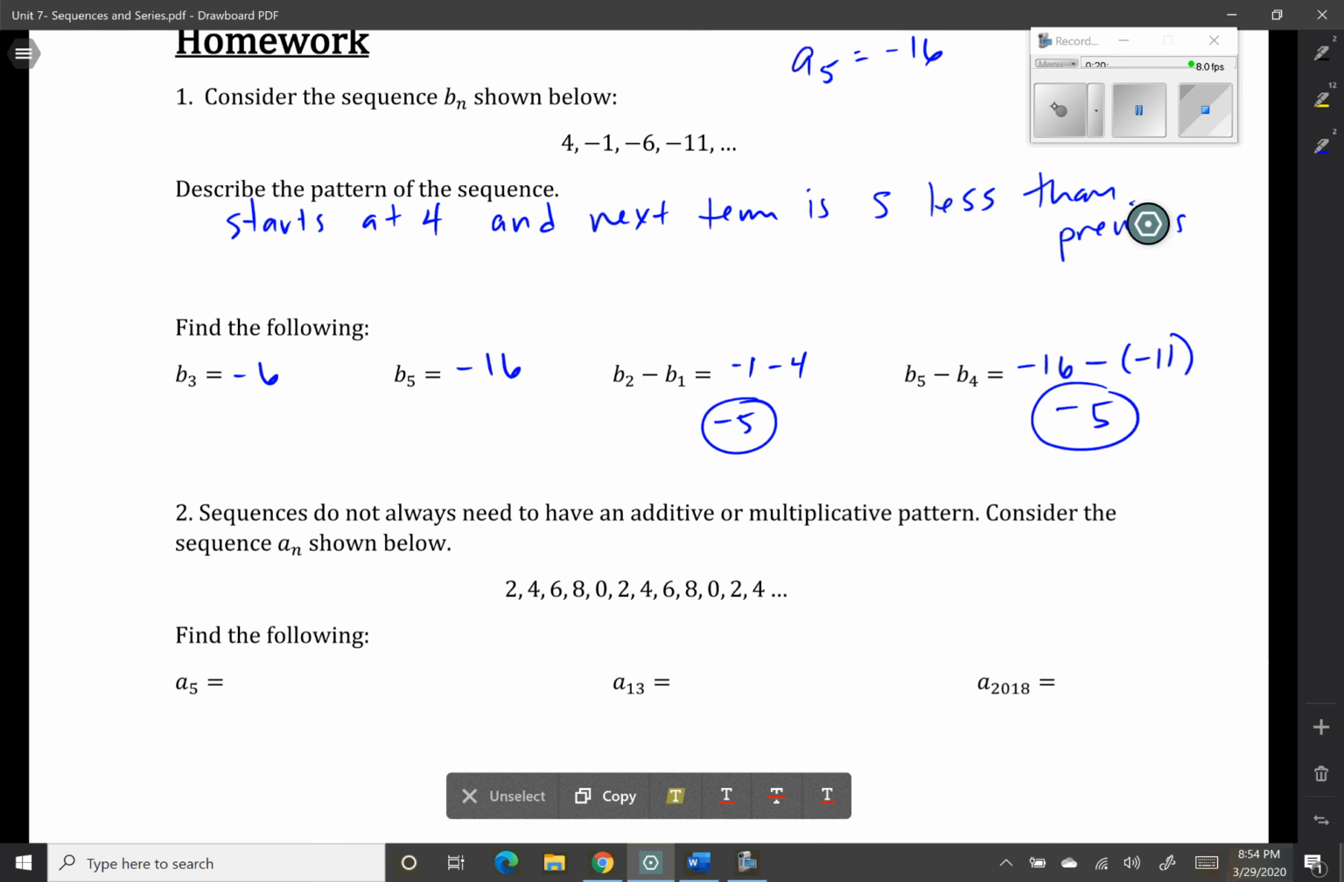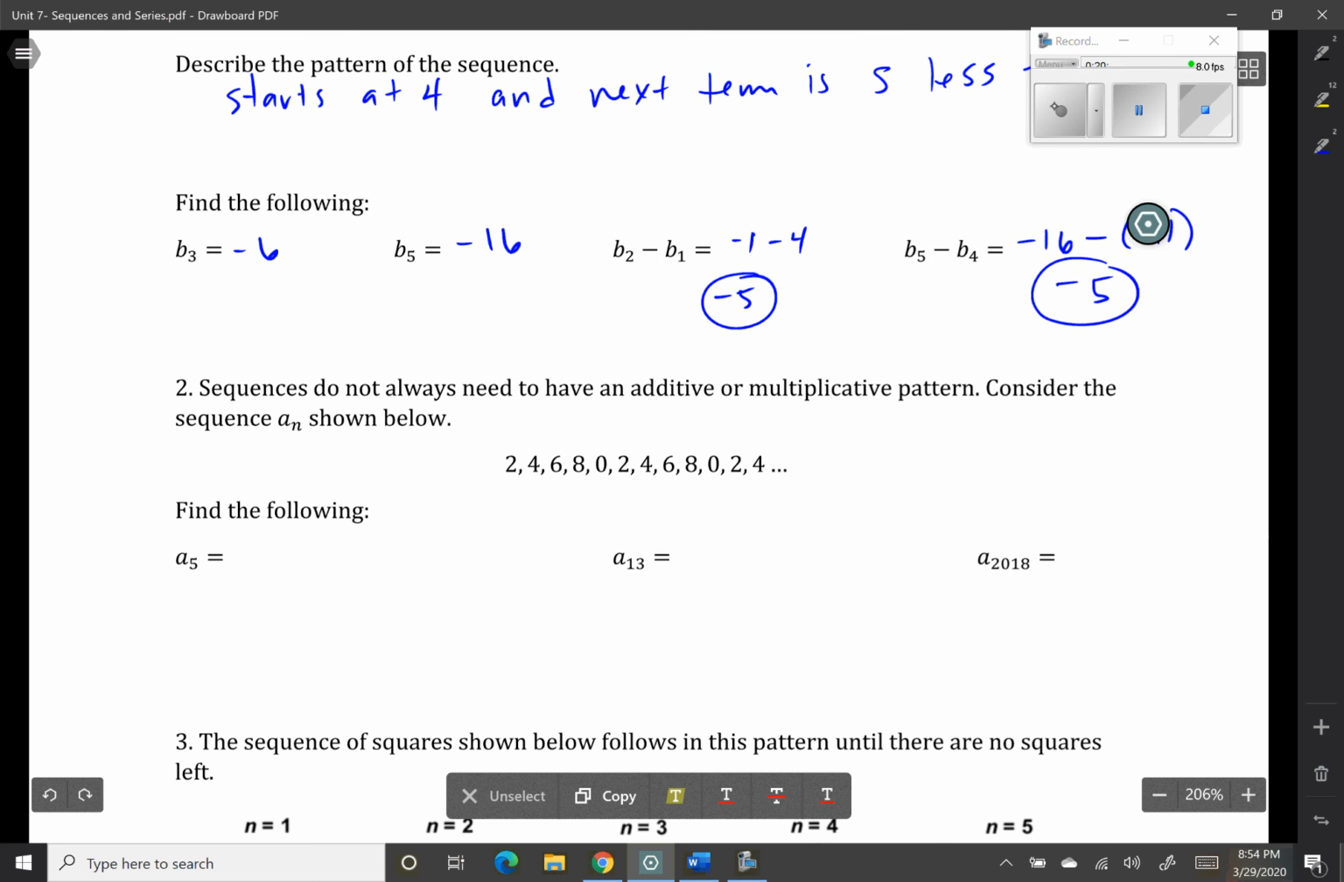Number 2 says sequences do not always need to have an additive or multiplicative pattern. Consider the following sequence A sub n: 2, 4, 6, 8, 0, 2, 4, 6, 8, 0, 2, 4, ... So what is the fifth term? We have the first, second, third, fourth, fifth term. So this would be A sub 5. That's 0. If I kept going here, I have 5, 6, 7, 8, 9, 10, 11, 12. This is the 12th term. So if I wanted to find the next term of the sequence, the 13th term here, we would look at my pattern and say after 4 I got 6.